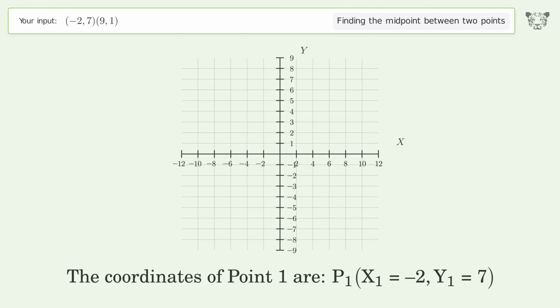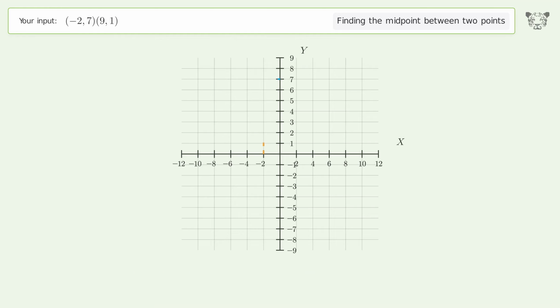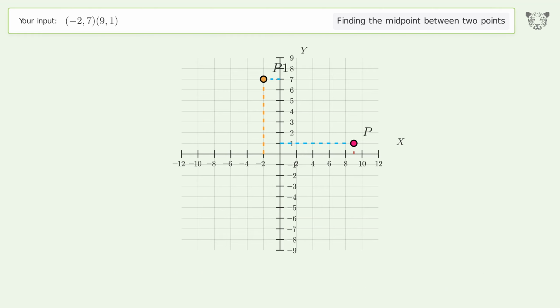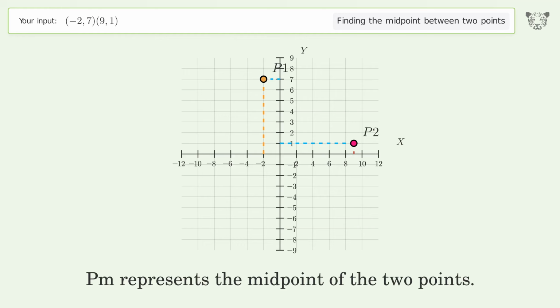The coordinates of point 1 are x1 equals -2, y1 equals 7. The coordinates of point 2 are x2 equals 9, y2 equals 1. PM represents the midpoint of the 2 points.